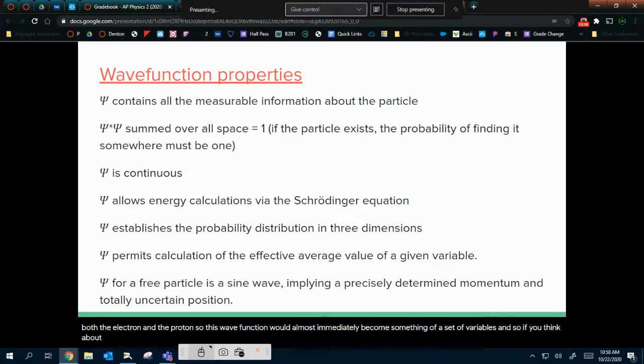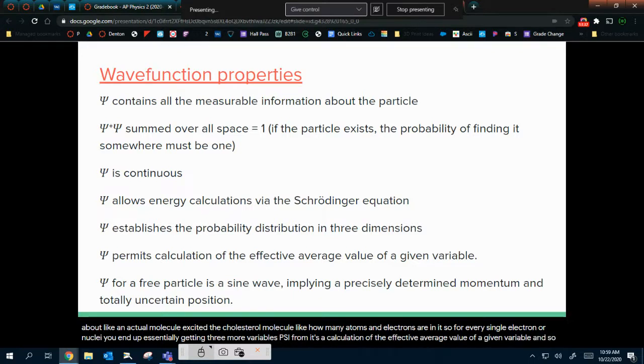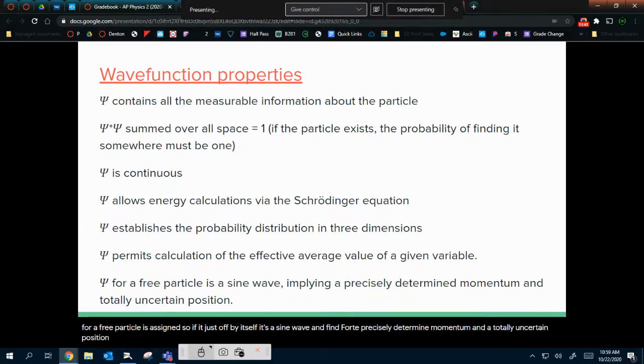If you think about an actual molecule, like a cholesterol molecule, how many atoms and electrons are in that thing? For every single electron or nucleus, you end up getting 3 more variables. Psi permits the calculation of the effective average value of a given variable, and psi for a free particle is a sine wave, right? If it's just off by itself, it's a sine wave, implying a precisely determined momentum and a totally uncertain position. Because that means we can find, let's say, the kinetic energy, but we have literally no idea where the particle goes.